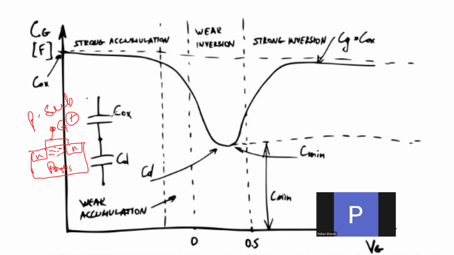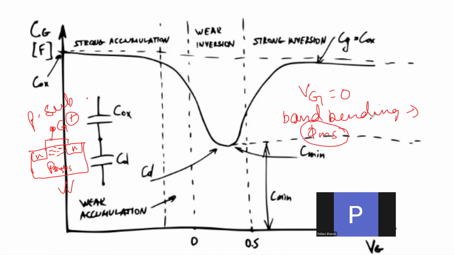Now, even when Vg is equal to 0, in this condition I am explaining, there is a band bending. The band is bent. Why is this band bending there? Because of the difference between the semiconductor and the metal work function, psi ms. And whether the band is bent upward or downward depends upon the substrate. Here it is a p-type substrate. So when Vg is equal to 0, what do you think must have happened?